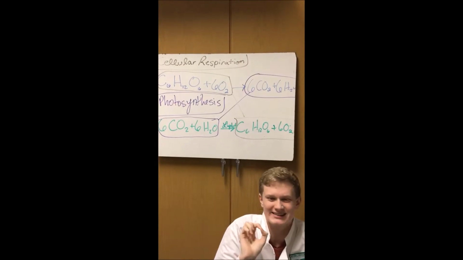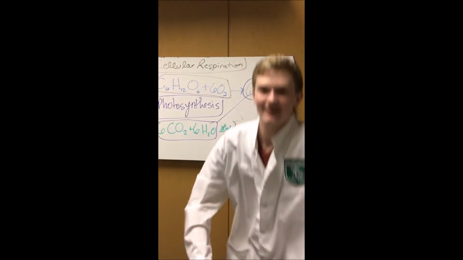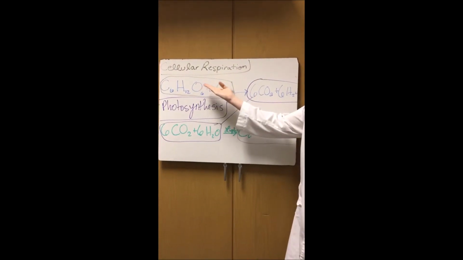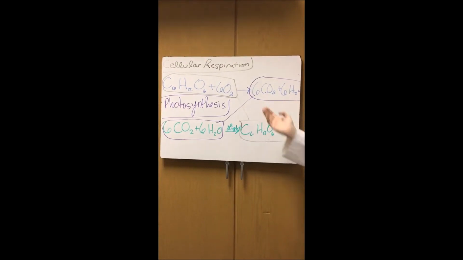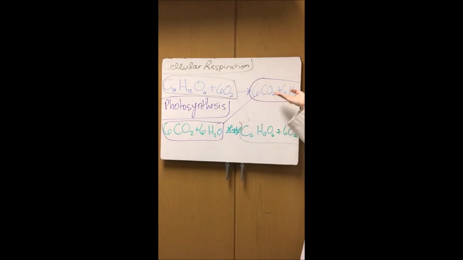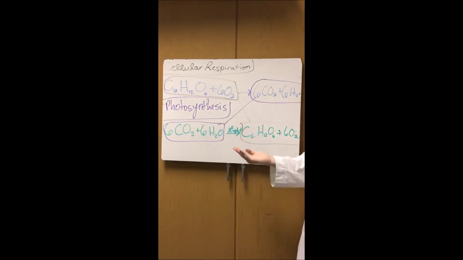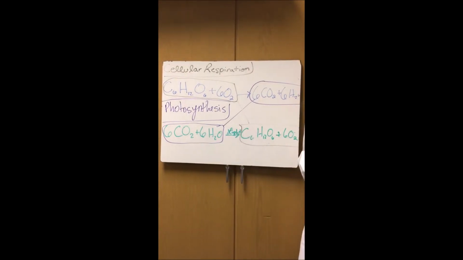Although these processes seem to be very different, they're actually directly connected. As we can see here, what we use to do cellular respiration, autotrophs make, and the exact opposite, what we make through cellular respiration is what the autotrophs use to do photosynthesis. So without us, they wouldn't be around, and without them, we wouldn't be around.